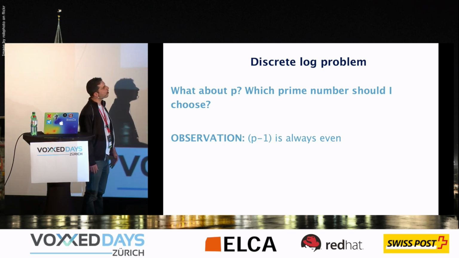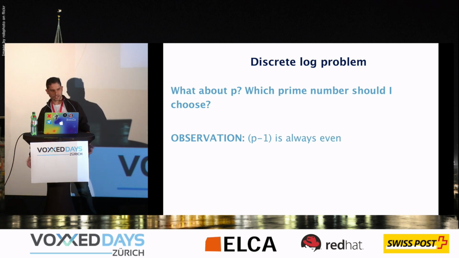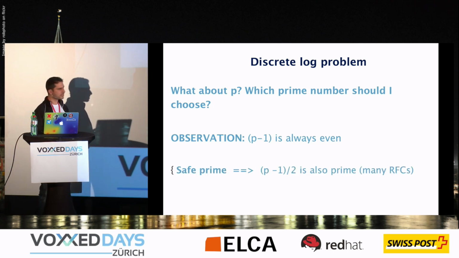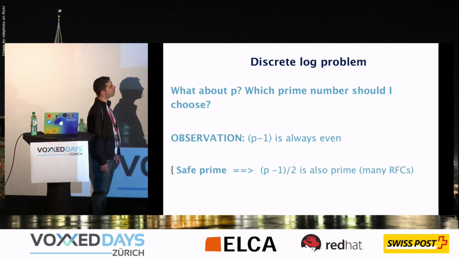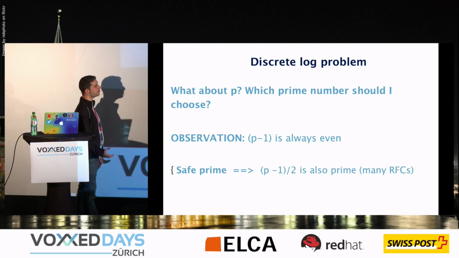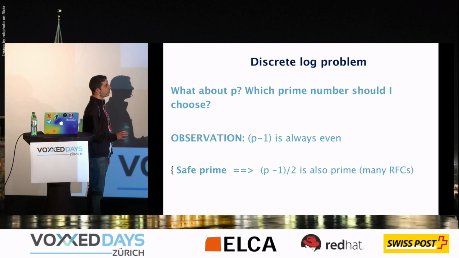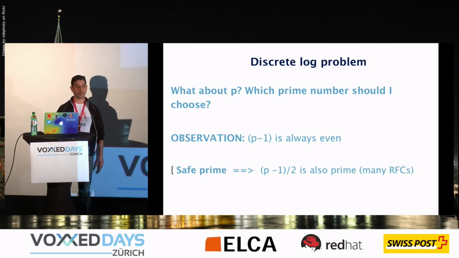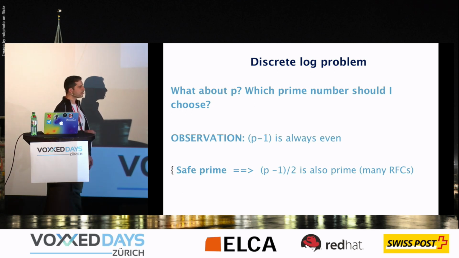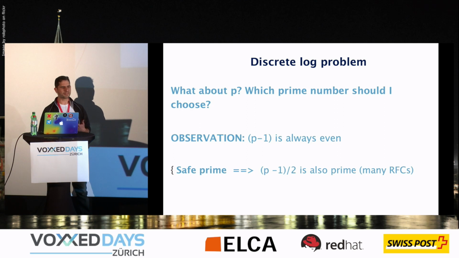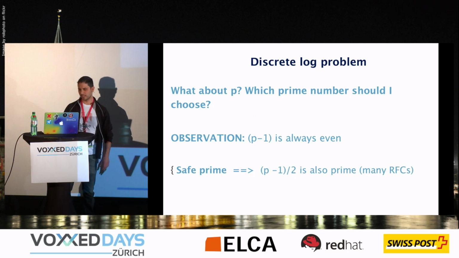Before talking about this, let's open another parenthesis. p minus 1 is always even, because p is a prime number, so it's odd. So p minus 1 is always an even number. That said, a good choice for p to use in Diffie-Hellman is a safe prime. Many RFCs actually use safe primes. And what does a safe prime mean? It's a prime where, when you do (p minus 1) divided by 2, the result is still a prime number. So if you're doing Diffie-Hellman and using a safe prime, you're pretty much doing well. And many RFCs actually say, don't come up with your own prime numbers. Here is a safe prime, you can use it.